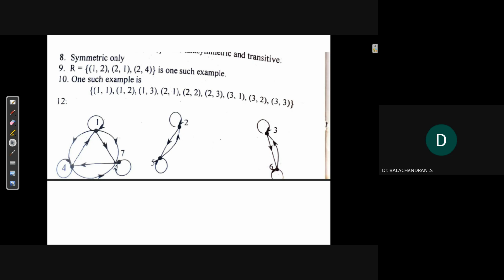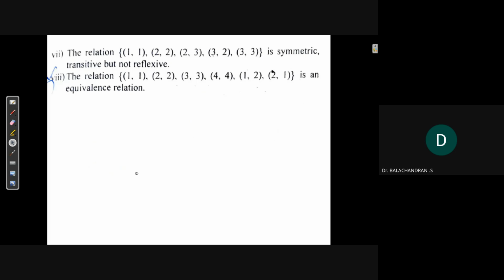Similarly 1, 4, 7. Either 1 minus 7 or 7 minus 1 is divisible by 3. So I have the arrow from 1 to 7 and similarly from 7 to 1, both ways. Similarly 4 and 7: 4 minus 7 or 7 minus 4 is divisible by 3, that's why I have arrows on two sides. Similarly for 1 and 4. And you can also put the self loops. So this is the diagram of R.